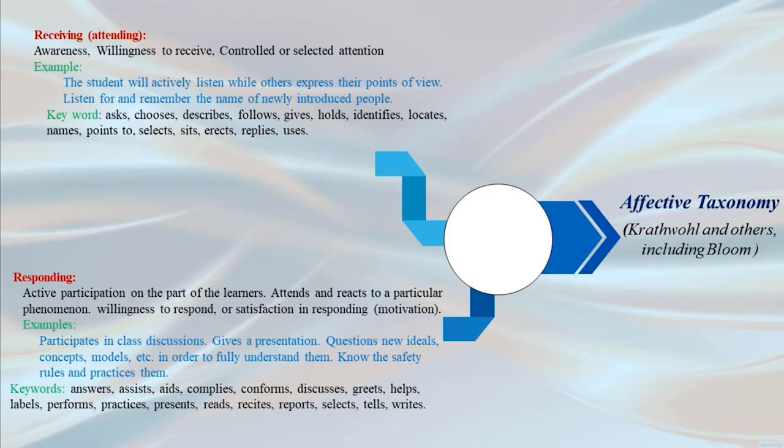It means that we need active participation on the part of the students. For example, a student participates in class discussion or gives a presentation or questions new ideas, concepts, models, etc. in order to fully understand them, or knows the safety rules and practices them. These all show that the student is actively participating. Some verbs could be like discusses, greets, helps, or labels.